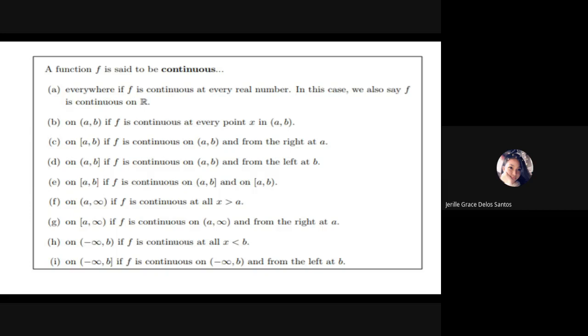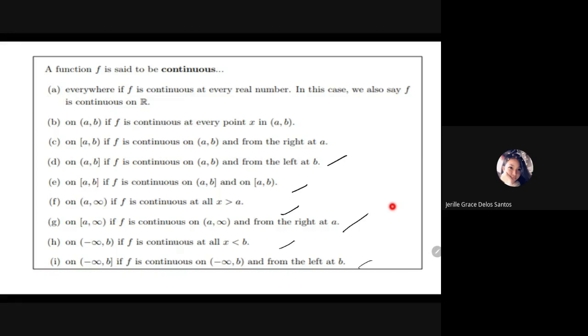Letter C, a is included, if f is continuous on (a, b) and from the right at a. For letter D, b is included if f is continuous on (a, b) and from the left at b. Here, if a and b are both included, f is continuous on [a, b]. Then f on a to positive infinity, if f is continuous when x is greater than a, meaning positive numbers. On G, if f is continuous on a to positive infinity and from the right of a. This one is negative, less than, so x must be less than, must be negative, and here, to the left at b.